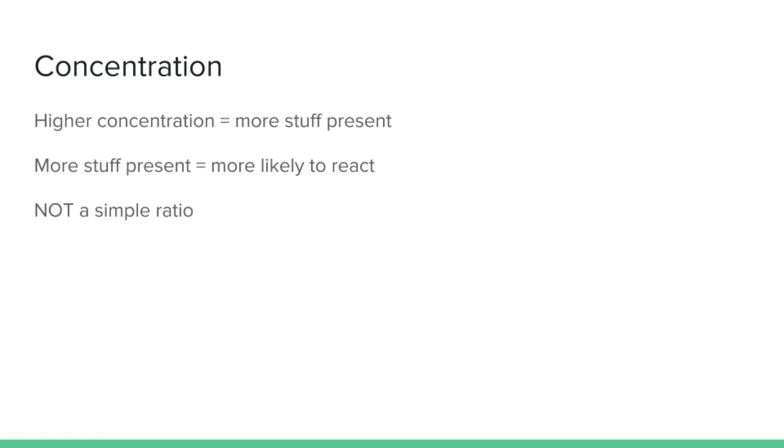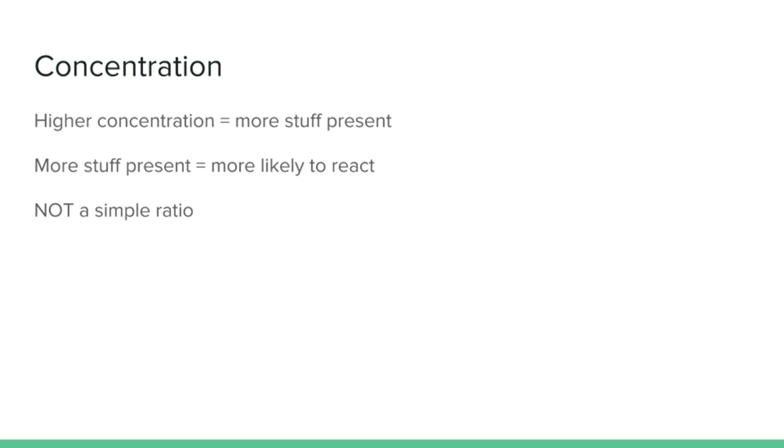Now, the reason it's not a simple and straightforward ratio is that the more A there is, if you're talking about A needing to react with B, the more of A there is, the more likely A is to run into B and react. But the more A there is, the more likely A is to run into A and not react. So it's not an entirely straightforward and simple measurement.